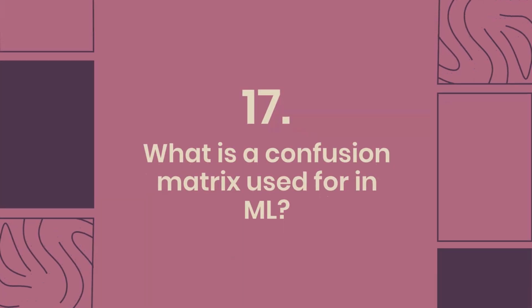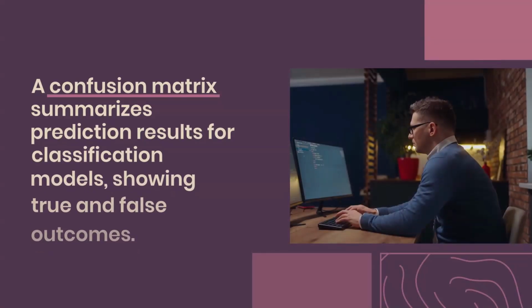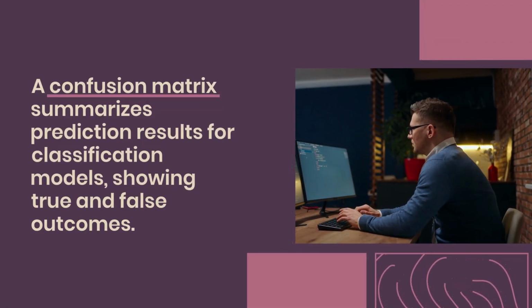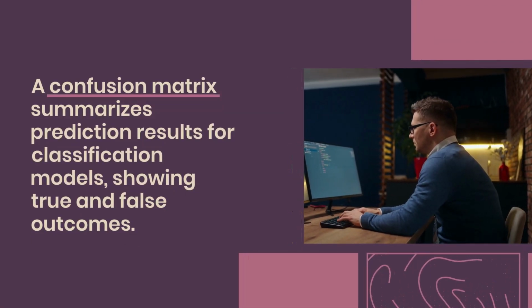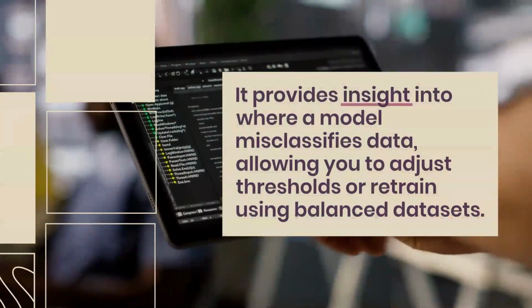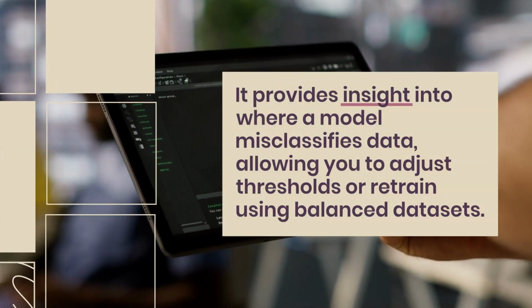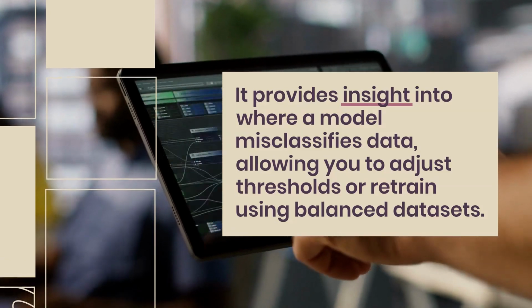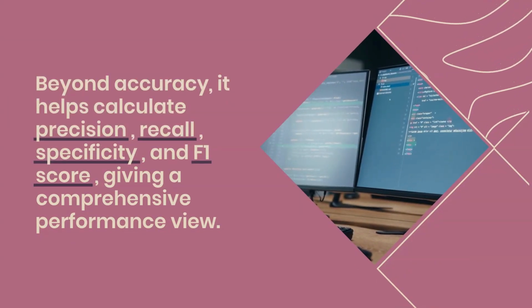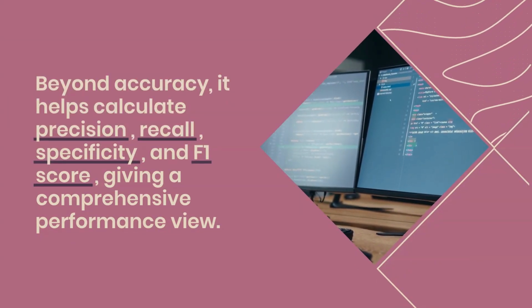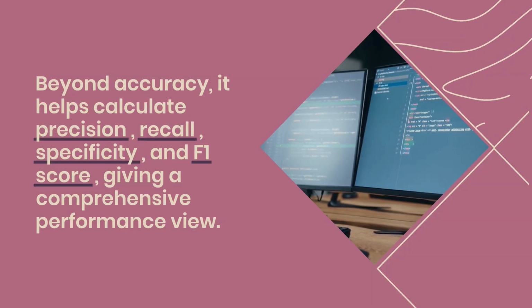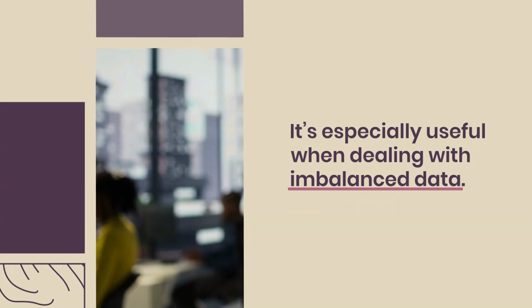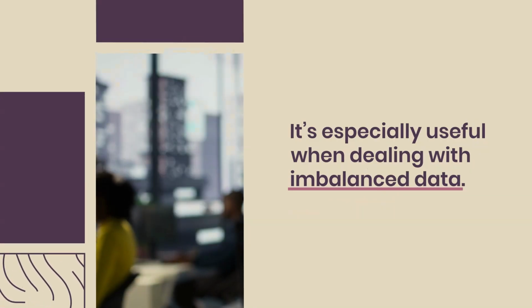17. What is a confusion matrix used for in ML? A confusion matrix summarizes prediction results for classification models, showing true and false outcomes. It provides insight into where a model misclassifies data, allowing you to adjust thresholds or retrain using balanced datasets. Beyond accuracy, it helps calculate precision, recall, specificity, and F1 score, giving a comprehensive performance view. It's especially useful when dealing with imbalanced data.